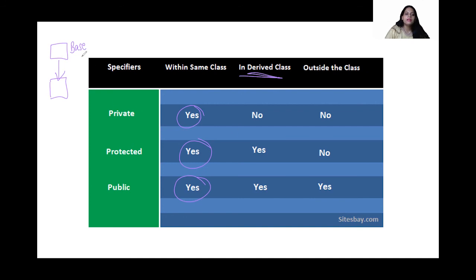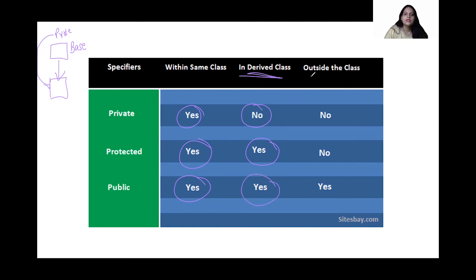If we have data in the private section in the base class, can we access it in the derived class? No, it is not allowed. In protected, yes, we can. If it is declared under protected over here, then that can be accessed in my derived class. And public, of course, can be accessed. There is no issue in that.